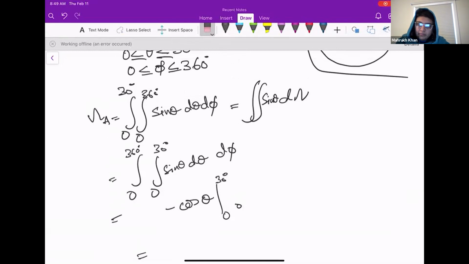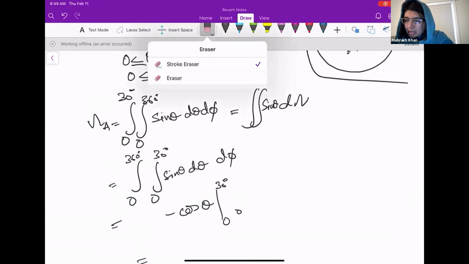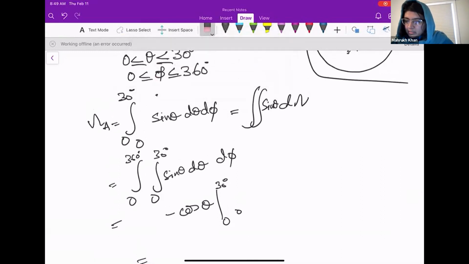Do you know that? If I want to write it in radians, can I write this as 0 to 2 pi and this as 0 to pi by 6? You know that, right? That's fine. Okay, so I'm just trying to write it in radians.